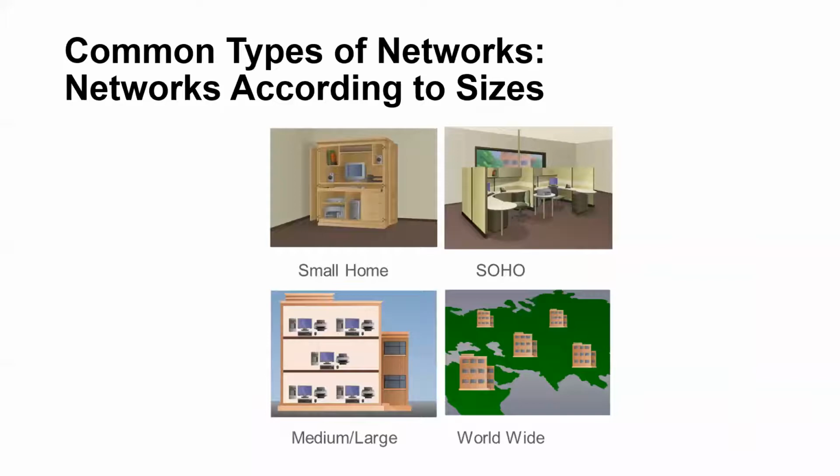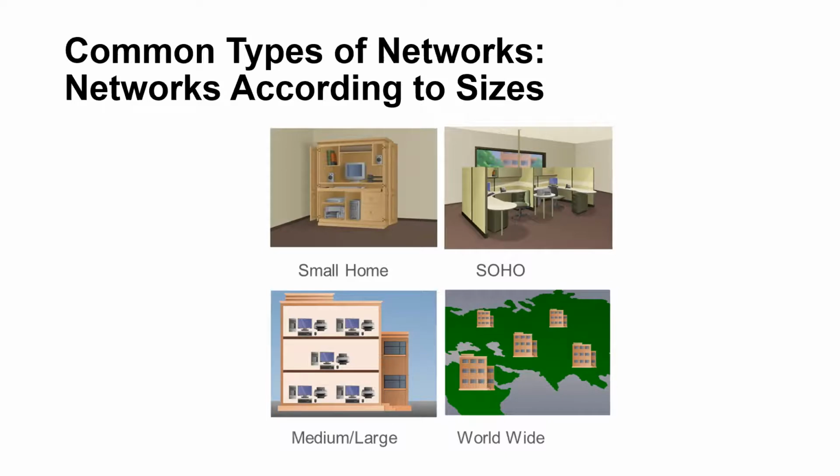For the common types of networks, there are networks according to sizes. The first one are small home networks. This connects a few computers to each other and the internet. One example is our network when we are still working from home. Small office and home office enables computers within a home or remote office to connect to a corporate network. This is also a setup for working from home while we use virtual private networks or VPN.